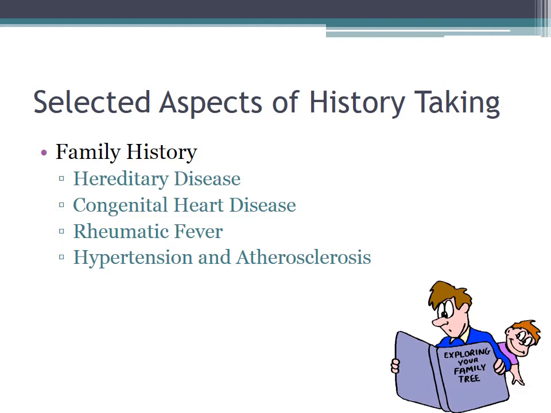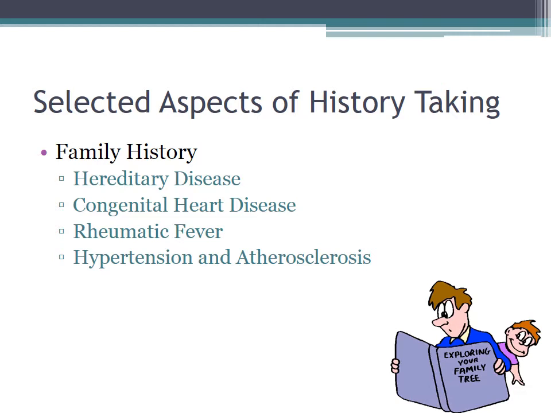And lastly, hypertension, atherosclerosis. Essential hypertension and coronary artery disease show a strong familial pattern. Therefore, when a physician suspects hypertension in a young person, it's important to obtain the family history of hypertension. Atherosclerosis results from a complex process in which hereditary and environmental factors interact.